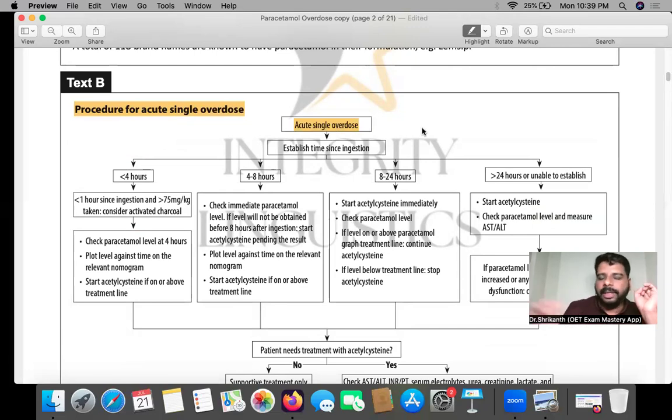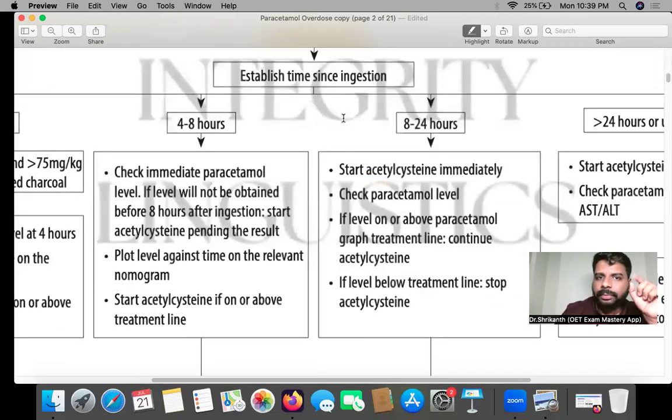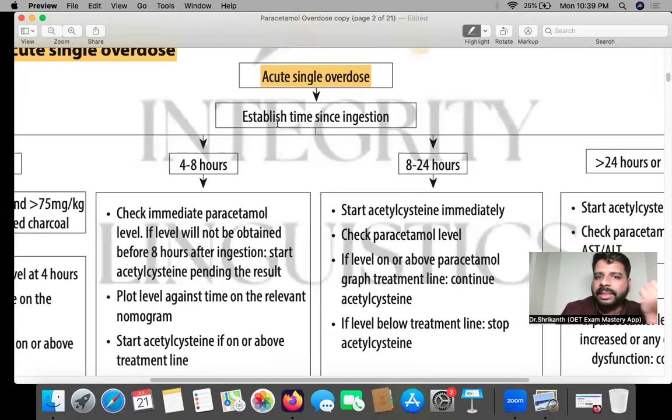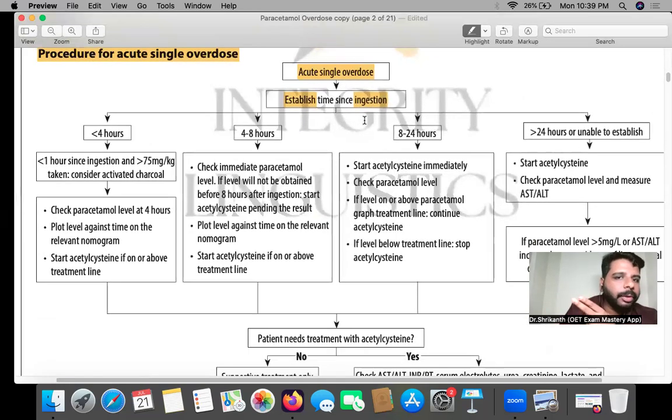So if a patient is coming over here, what is step number 1? Establish time since ingestion. Establish means confirm. Since ingestion, that is how long ago the patient took the paracetamol overdose. That you need to confirm. That is step number 1. And what is step number 2?